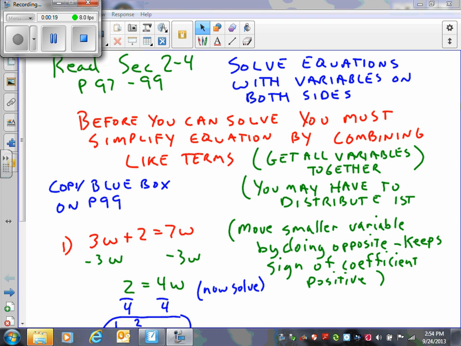Before you can solve any equation, you must simplify the equation by combining like terms, which means you have to get all the variables together in the same place. If you look on page 99, there's a blue box. You should copy that. It'll tell you some of the things you need to check. You may have to do distributive property first, so if you see any parentheses, get rid of those by doing whatever distributive property you have.